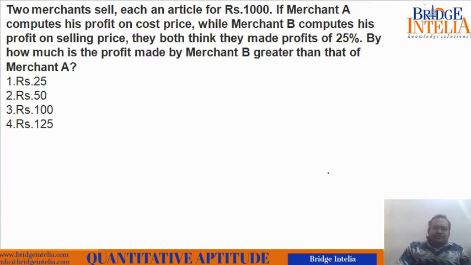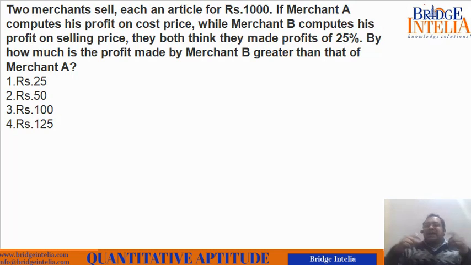Let's move to the next one. Two merchants each sell an article for rupees 1000. If merchant A computes his profit on cost price while merchant B computes his profit on selling price, same mistake. So one person is doing it correctly, the other person is doing it wrongly by associating it with selling price. They both think that they made profits of 25%.